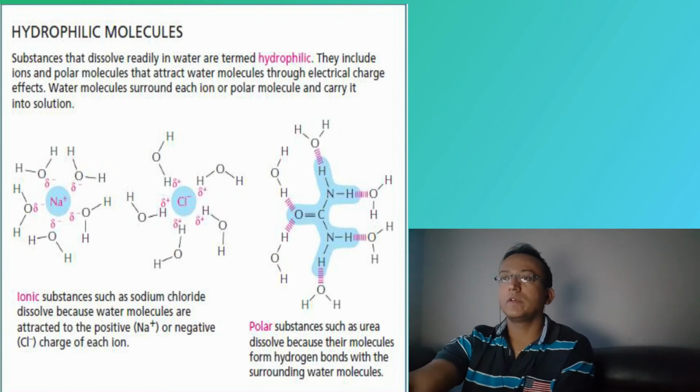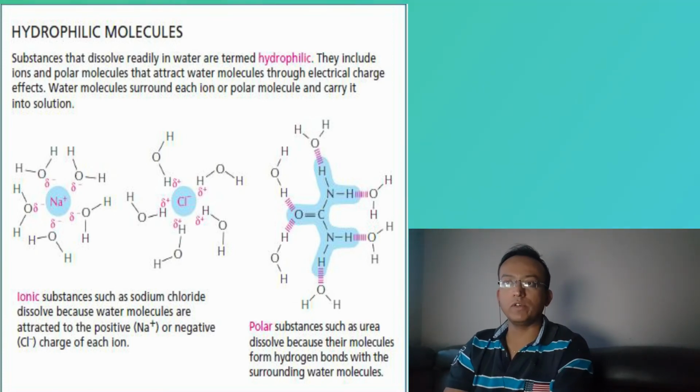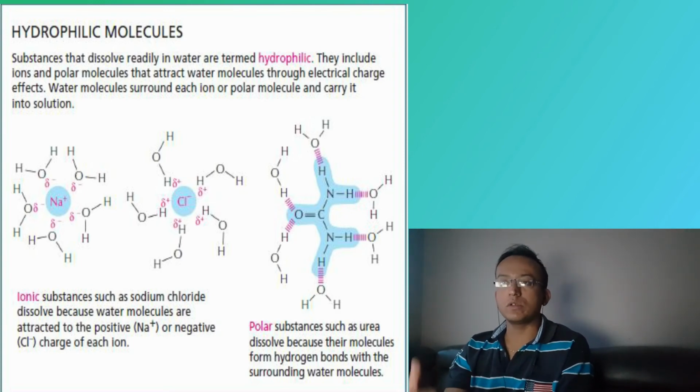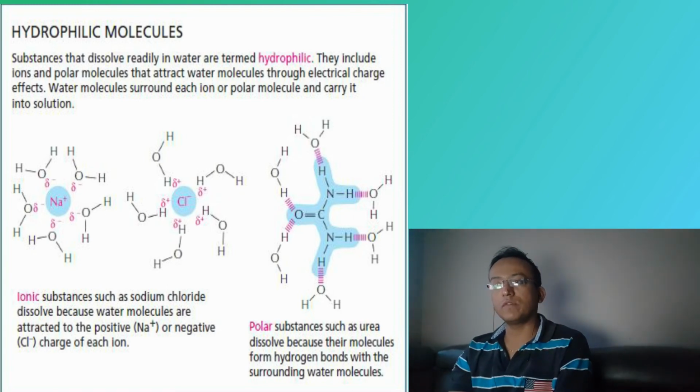This is about hydrophilic and hydrophobic molecules. As you can see in this picture, substances that dissolve readily in water are termed hydrophilic. They include ions and polar molecules that attract water molecules through electrical charges. Water molecules surround each ion or polar molecule and carry it into the solution. Ionic substances such as sodium chloride, NaCl, dissolve because water molecules are attracted to the positive Na plus or negative Cl minus charge of each ion. And polar substances such as urea dissolve because their molecules form hydrogen bonds with the surrounding water molecules.